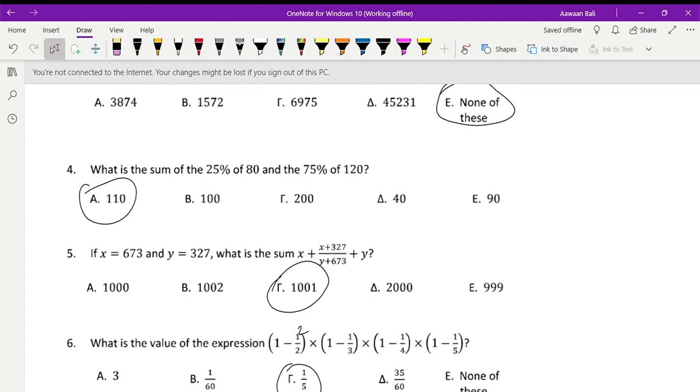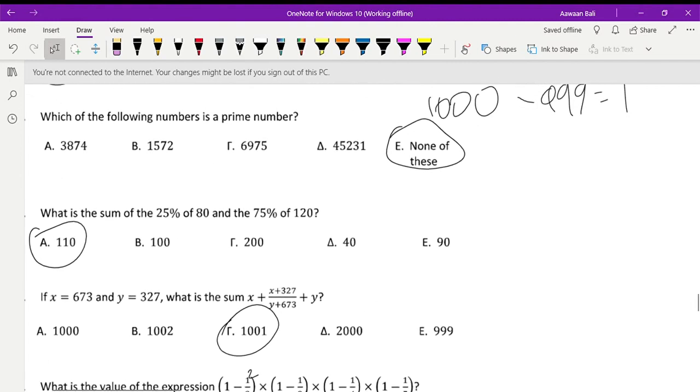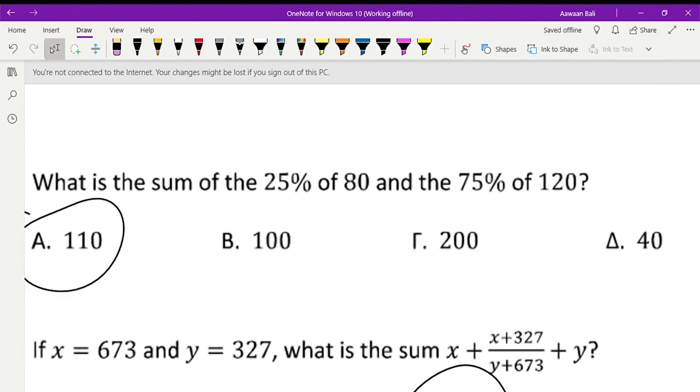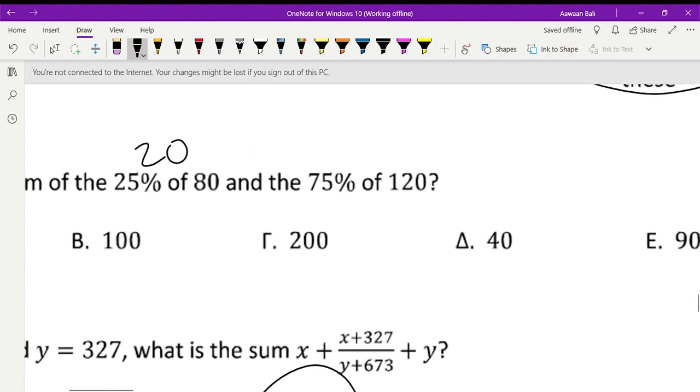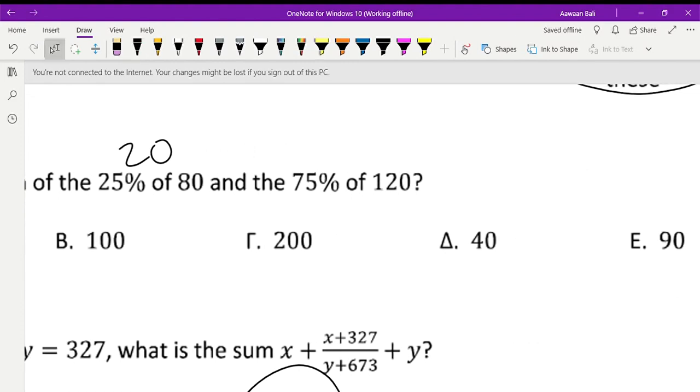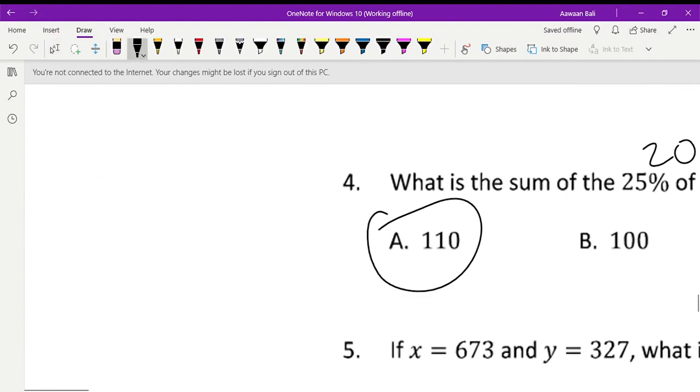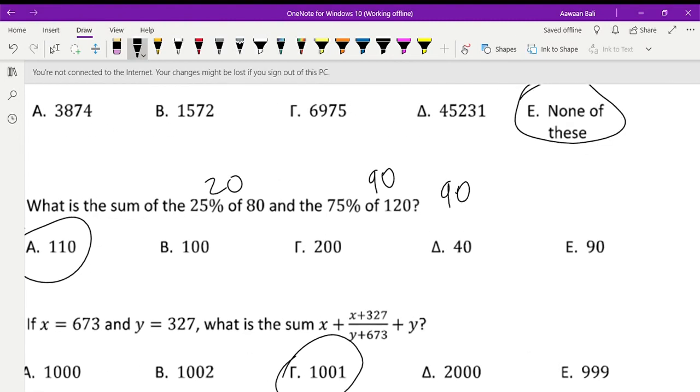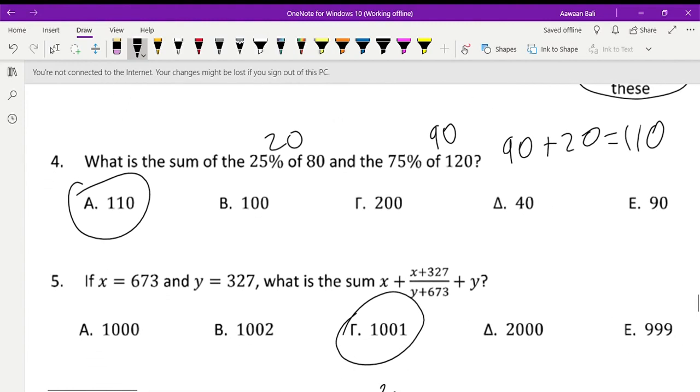Question number 4. What is the sum of 25% of 80 and 75% of 120? Okay, so first we need to find the values of these percentages. 25% is normally a quarter, so a quarter of 80 is 20, since 80 divided by 4 is 20. And now 75% is 25% times 3, so 120 divided by 4 is 30, times 3, 90. So the sum is 90 plus 20, it's 110. So therefore the answer is alpha, 110.